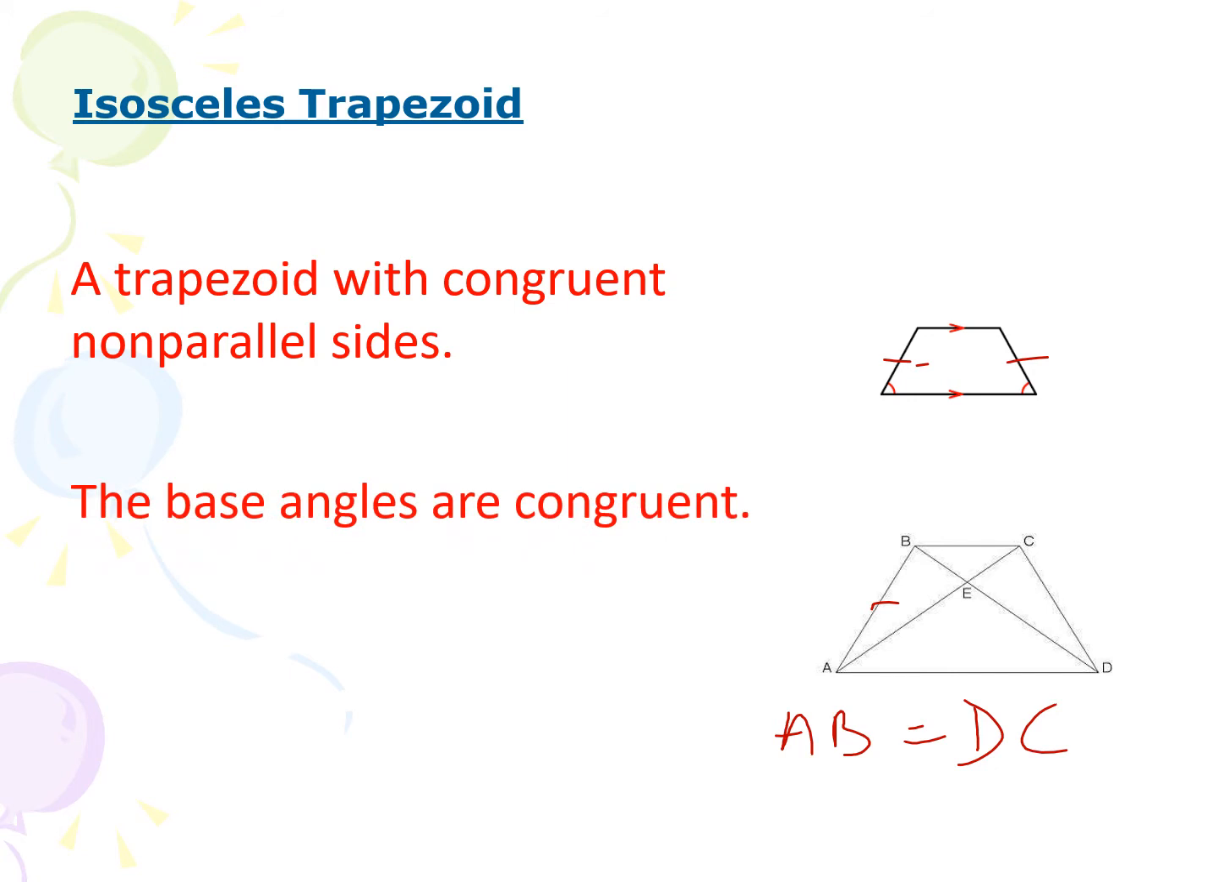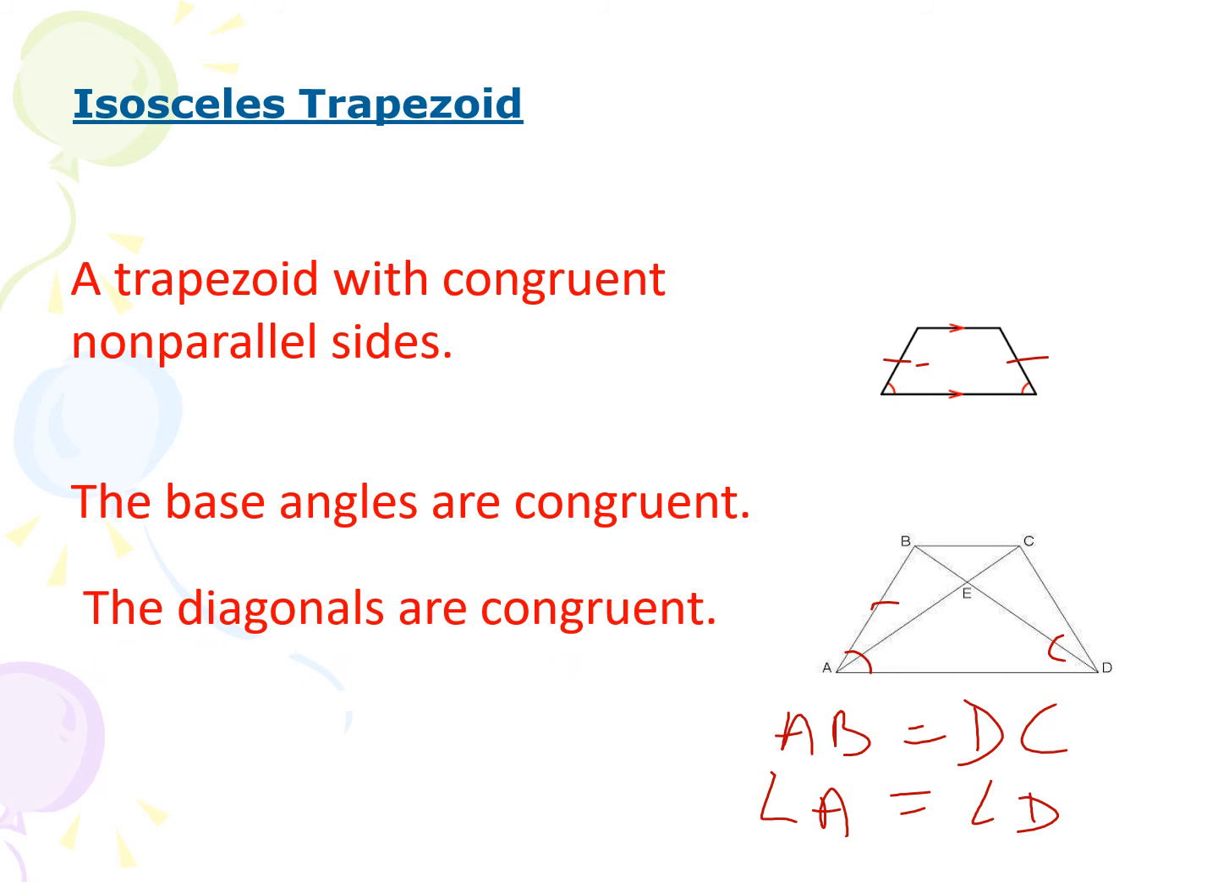The base angles are congruent. Angle A is congruent to angle D. And the diagonals are congruent. That is, AC is equal to DB.